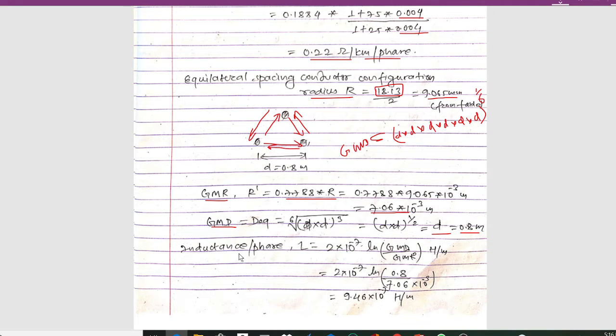So here now inductance per phase will be, we know L is equal to 2 into 10 power minus 7 log GMD upon GMR, and that is going to give in Henry per meters. So 2 into 10 power minus 7 log, and we have just obtained the value of GMD as 0.8 meters, 0.8 upon GMR, and here you have GMR as 7.06 into 10 power minus 3. So once we calculate the value of inductance per phase, we will get here 9.46 into 10 power minus 7 Henry per meters.